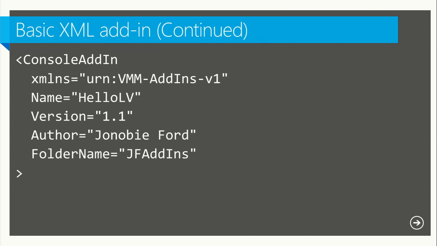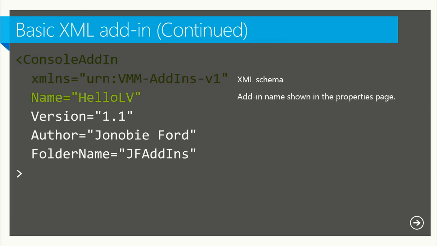So let's walk through a little bit more of the console add-in. So this top one, the XML namespace, this is just the schema name. This won't change at all in SP1. It's boilerplate. Just always have it look like this. The name, Hello Las Vegas, this is what shows up in the properties page.